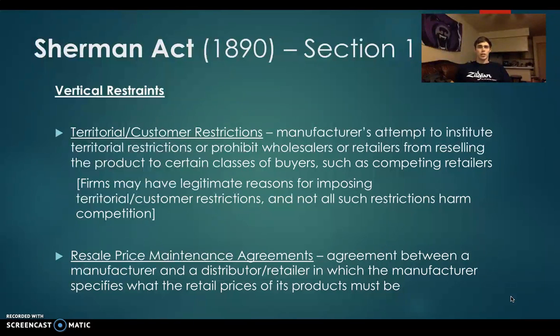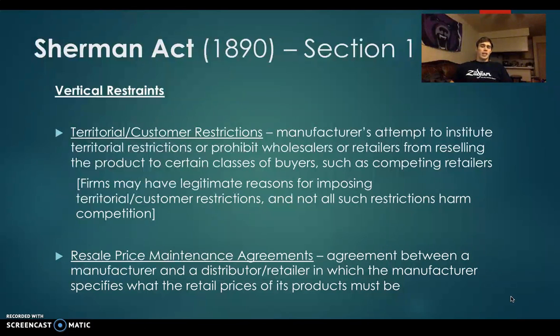So vertical restraints, territorial or customer restrictions. This is where a manufacturer attempts to institute territorial restrictions or prohibit wholesalers or retailers from reselling the product to certain classes of buyers, such as competing retailers.